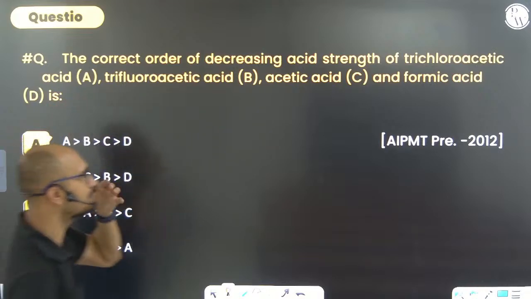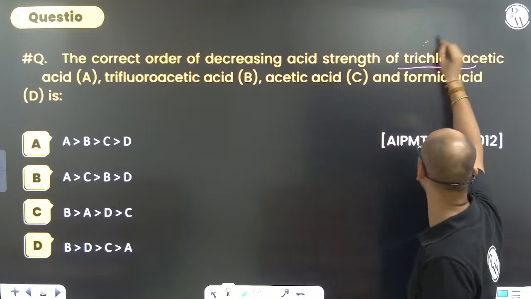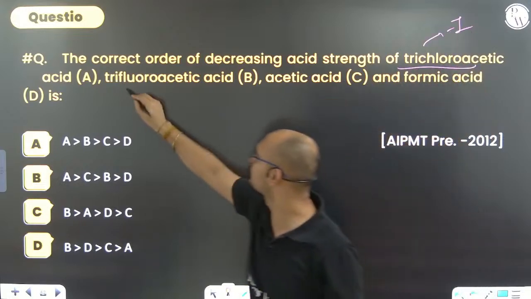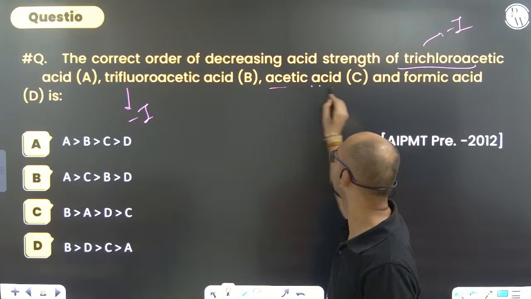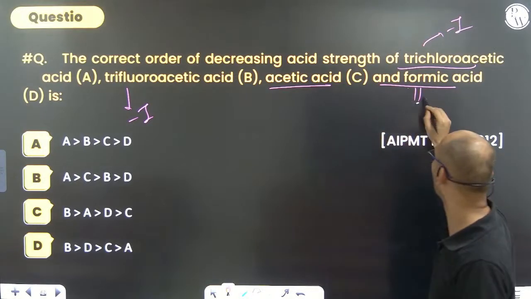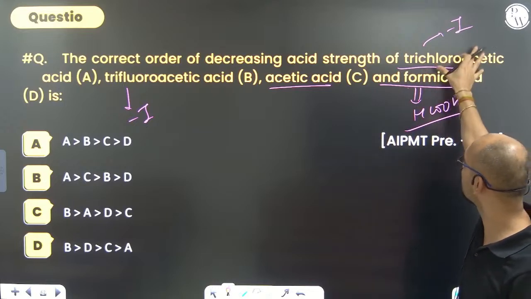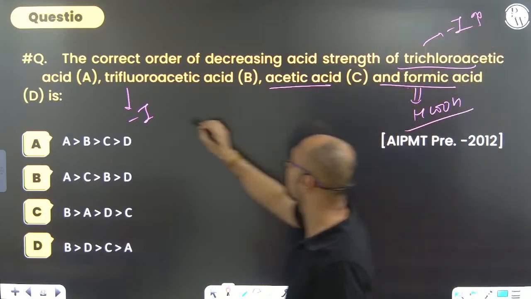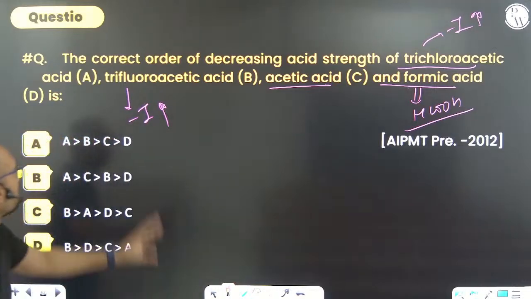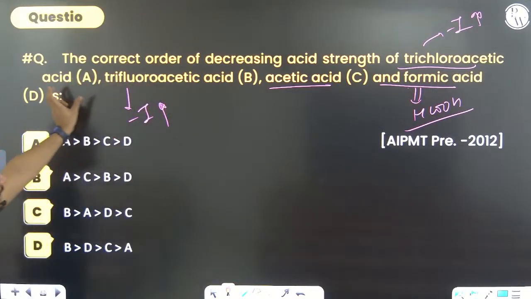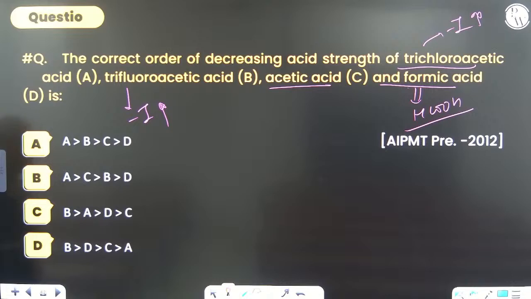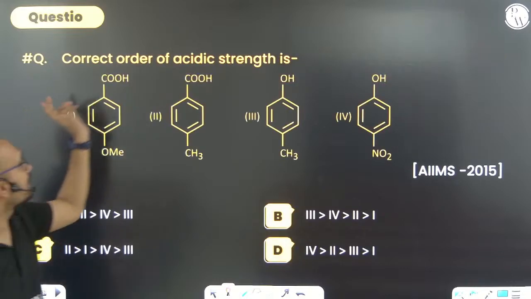Can you see what is that? Trichloro, what happens with it? Minus I effect. Trifluoro, what happens with it? Minus I effect. Acetic acid, nothing. Formic acid, of course HCOOH is there, so it will be acidic but not as much. Minus I is very high here, and here also minus I is very high. What we can say? Trifluoro will be maximum. So B is more than A is more than D is more than C. Option C.